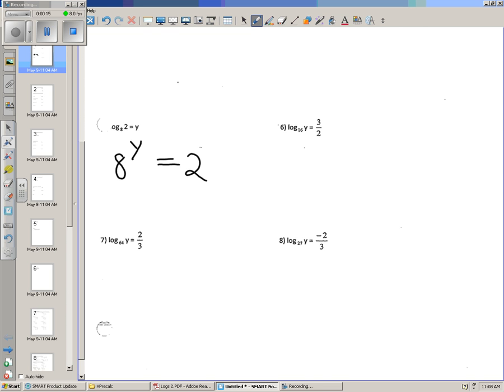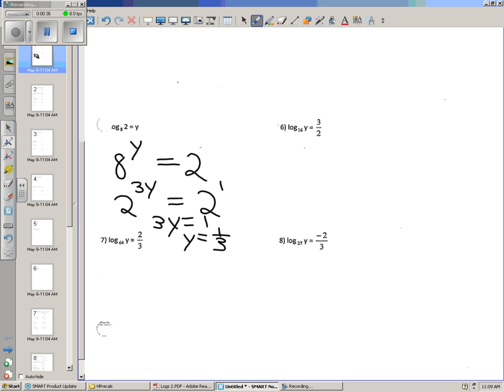Okay, so the way that you learned in Algebra 2 to solve this would be to rewrite both sides so that they have the same base. So 8 is really 2 to the third. So we know that for the two sides to be equal, the exponents must be equal. So we get that y must equal 1/3.